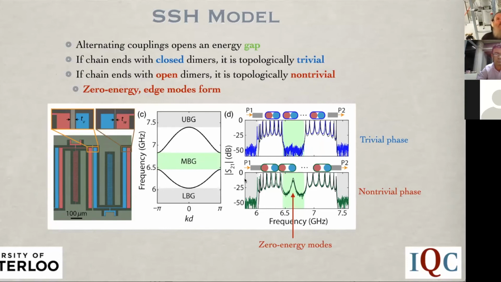And I already showed some of this work, but yes. So the point, in the SSH model, I get a gap. When I end with closed dimers, it's trivial and I just have a gap. And when I end with open dimers, I get a non-trivial topological phase, and I end up with these kind of protected zero modes that live in the gap. But as you can see, the zero mode is at 6.6 gigahertz or 7 gigahertz in this experiment, but it's zero in the sense that it's the center of the gap.